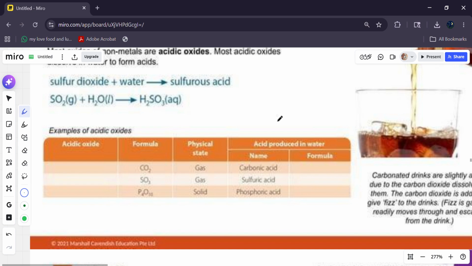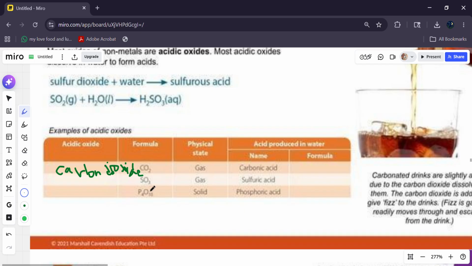And here you can see that in this table, some of the names are missing. Let me write them down. Here we have carbon dioxide. Sorry, don't mind my handwriting. Board is lagging. Carbon dioxide is a type of acidic oxide.